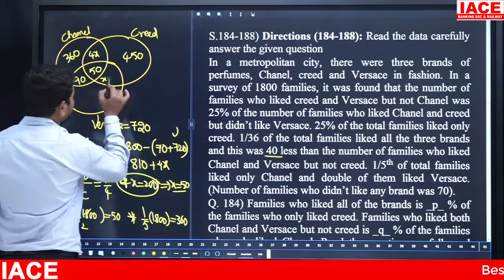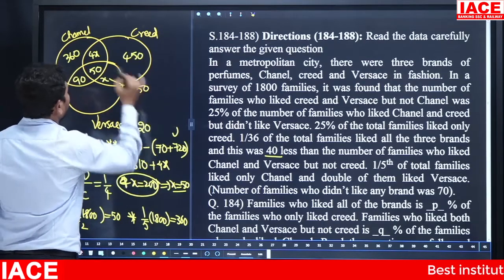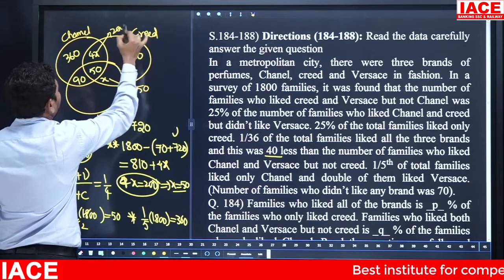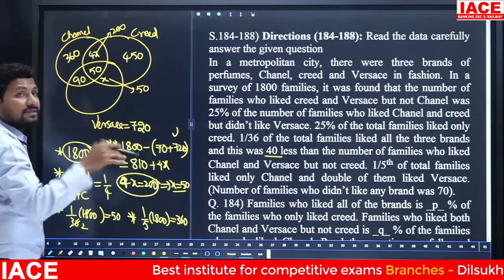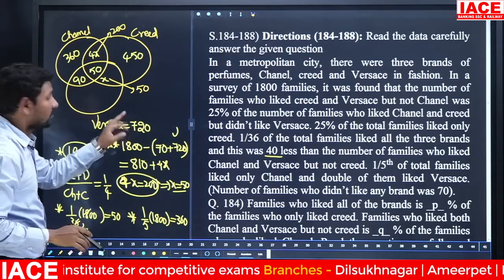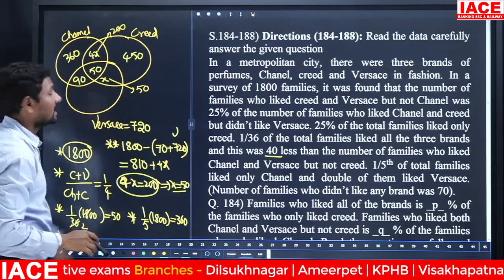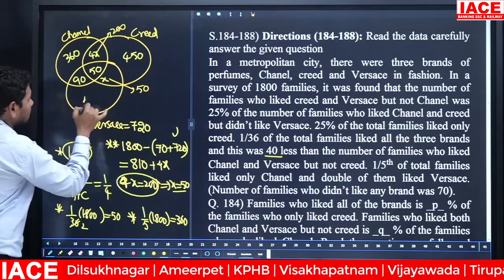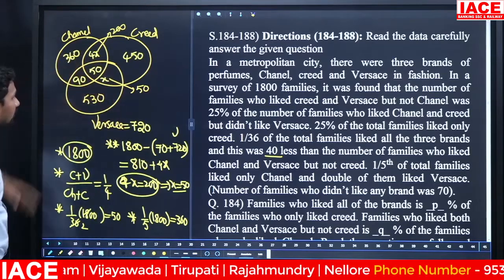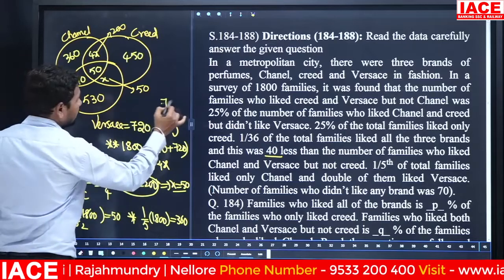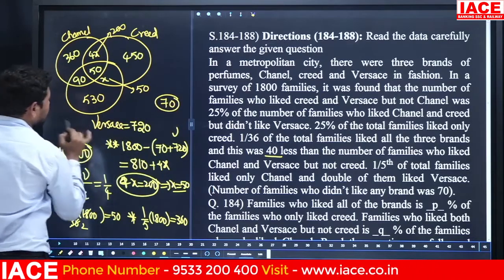Then look at x is equal to 50 and 4x is equal to 200. Total value 720. 50 plus 50, it is 100. 100 is removing from 720, remaining 620. 620 minus 90, it is equal to 530. Now you can observe that every value will be available and 70 members didn't participate and don't like any brand.